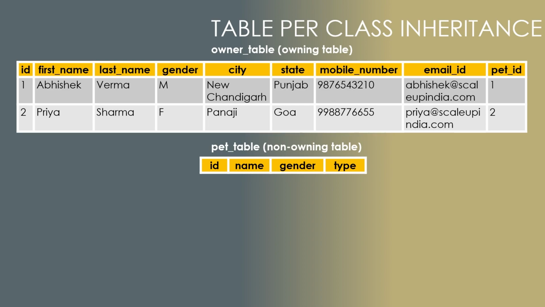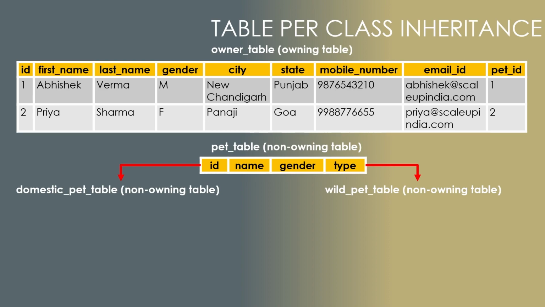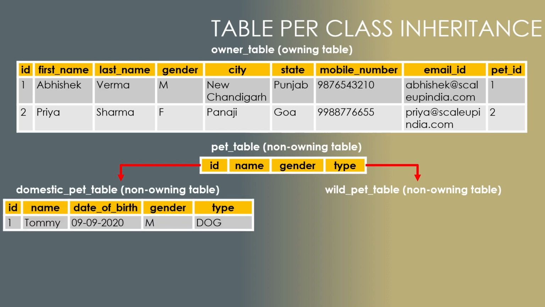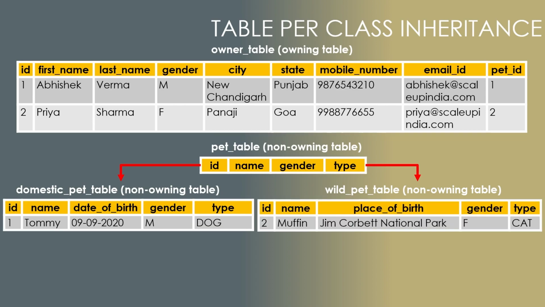And I'll say yes, you are correct. But if you notice, I'm not providing any data here. So why is it so? The reason is that now in table per class, you are not going to have any data in your main pet table. Here also you are going to have two child tables, a domestic pet table and a wild pet table, and they are going to look something like this.